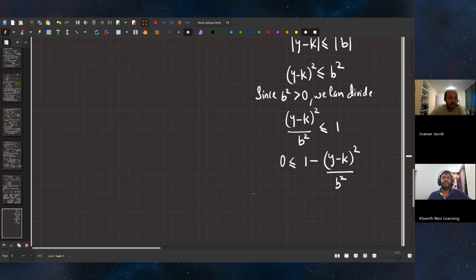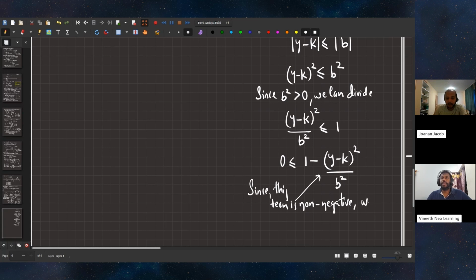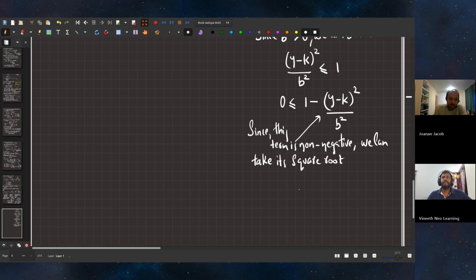Since this term, 1 minus (y minus k) whole squared over b squared, is non-negative, we can take its square root. We will get plus or minus the square root of 1 minus (y minus k) whole squared over b squared.